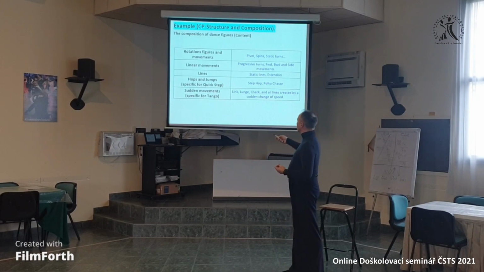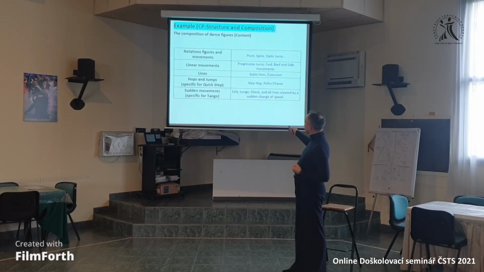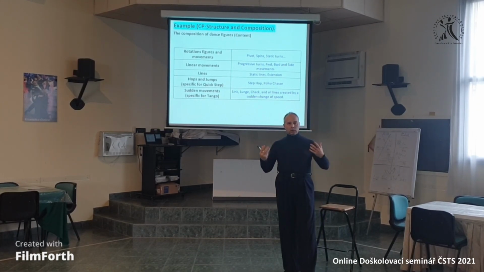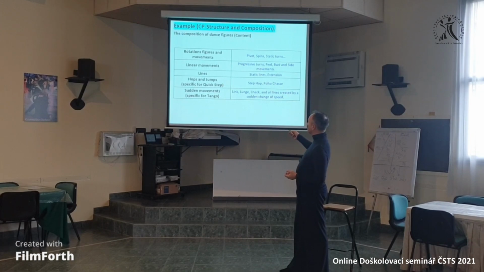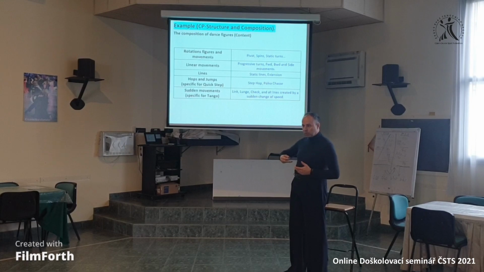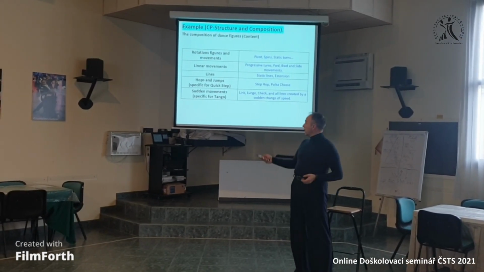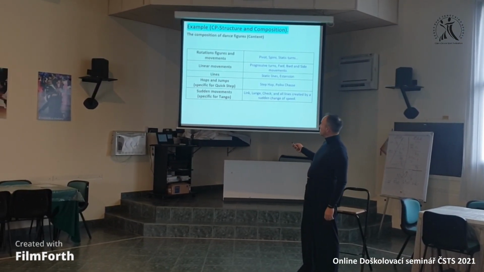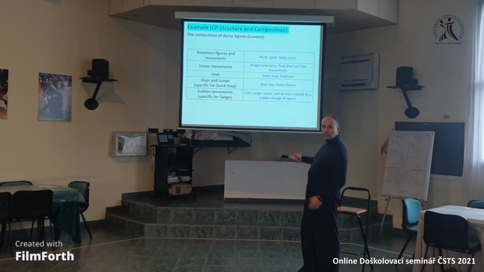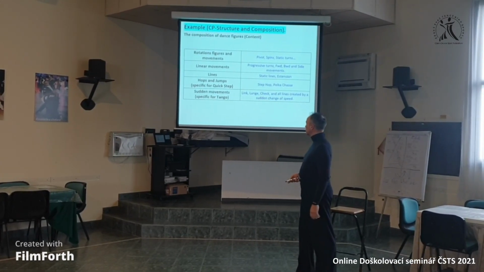That means that you must have in the composition pivots, spins, static turns. That is to create a varied combination. So this is required to be in the content. Also, linear movements are required. What does linear movement mean? Progressive turns, so the turns that produce movement progression. Then, of course, forward and backward or side movements. Then, lines. The lines are the extensions or the static lines that must be included in the choreography.